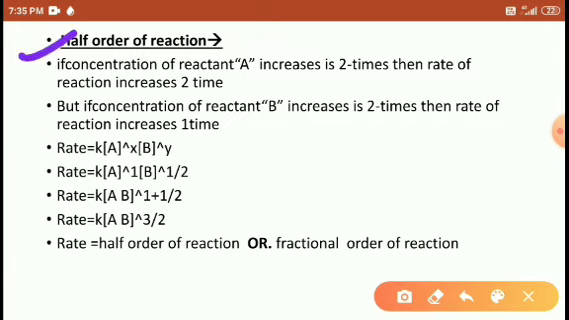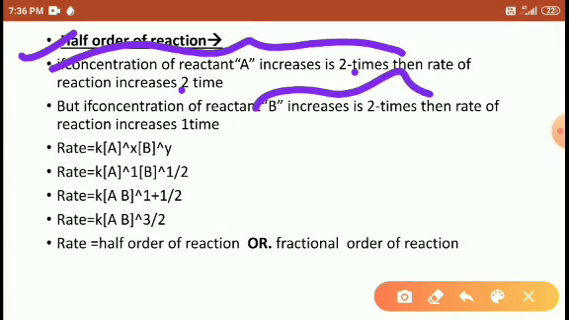Next is the half order reaction, students. Half order reaction is the concentration of the reactant. Already we discussed that if the concentration of the reactant is doubled, the rate is doubled. But here the concentration of the reactant increases 2 times, but the rate increases only 1 time. It means half here, right?